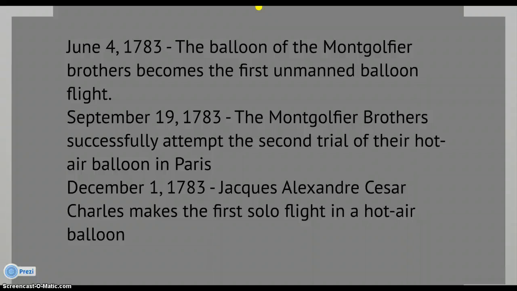This flight had passengers aboard, however. Not any regular passengers, but a rooster, a duck, and a sheep instead. Now, these animals were used to make sure that the hot air balloon was safe. And indeed it was, because on December 1st, 1783, Jacques-Alexandre César Charles dared to make the first solo flight in a hot air balloon. He flew over 36 kilometers at an altitude of 3,500 meters.